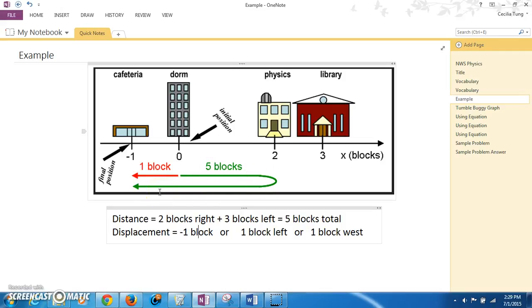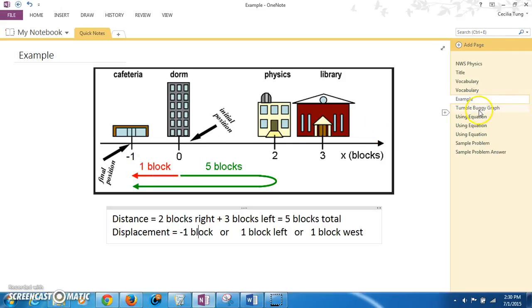The distance is 5 blocks because that is how many blocks the student covered. 2 in this direction, another 2, and then an additional 1 in this direction makes 5. The displacement is negative 1 block because the student ended at 1 block to the left of where they started, as indicated by the red arrow.